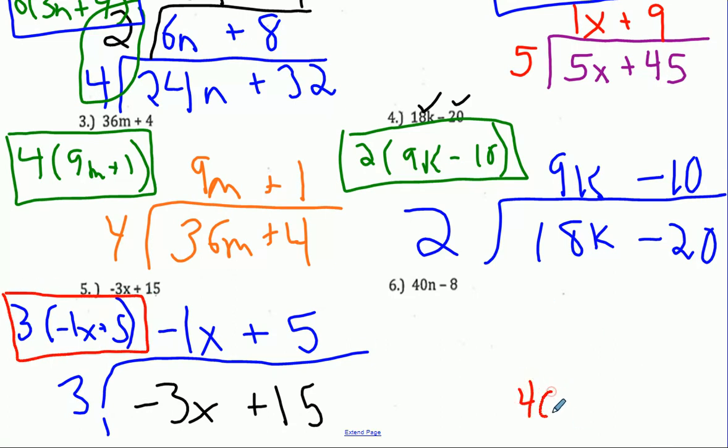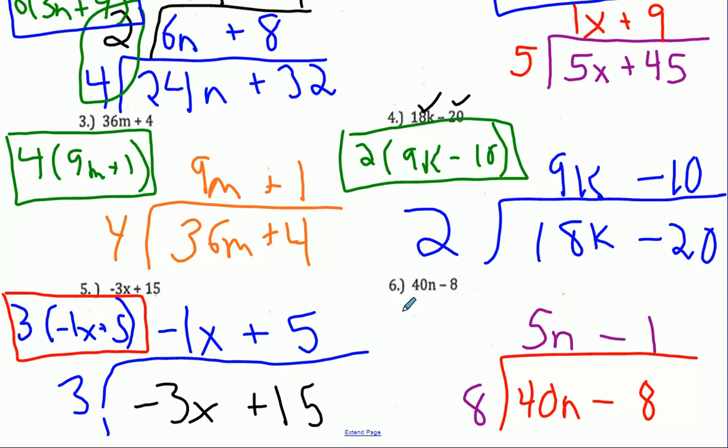And the last one on this slide, 40n minus 8. Again, if I have two numbers, I want to check to see if the smaller number goes into the bigger number. Like, can I do 40 divided by 8? And I can. So I'm going to use 8 as my divisor. If I didn't realize that and I used 4 first, that would be okay. If I used 2 first, that's okay. But either way, you should get your final answer when you are working with the GCF. The final answer is 8 times 5n minus 1.